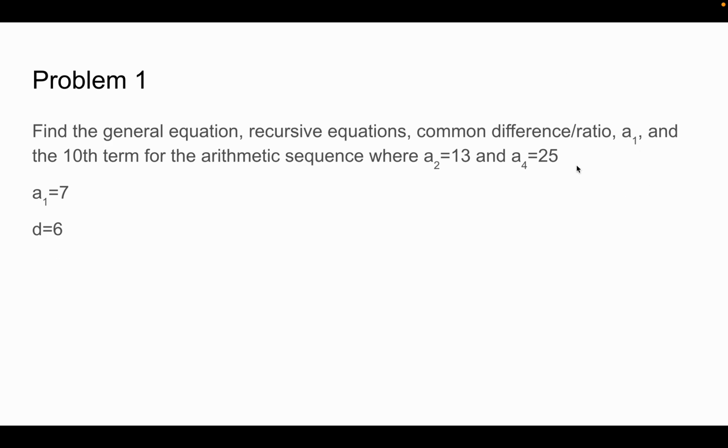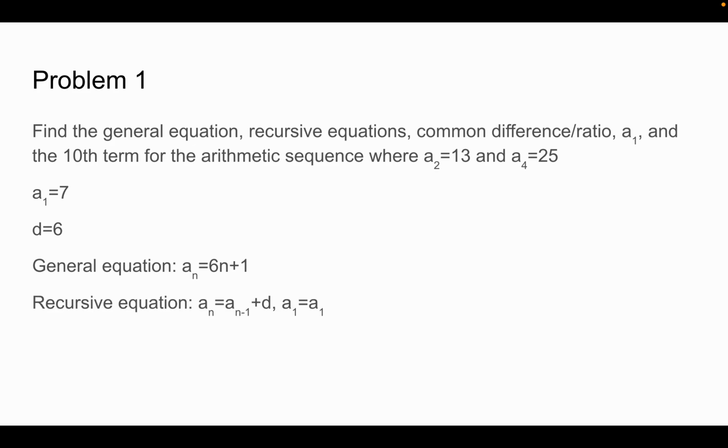And now that we have this, we can plug this into the general equation. So a1 is 7 and d is 6. If we wanted to, we can also distribute the 6. And so we have 7 plus 6n minus 6, and that's just 6n plus 1.